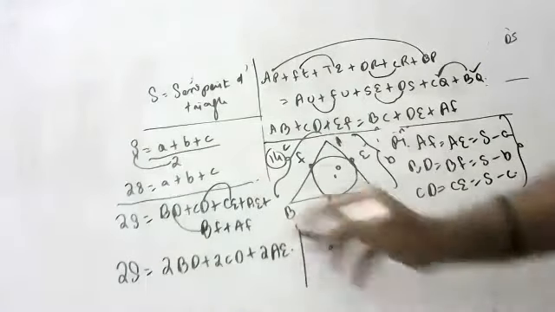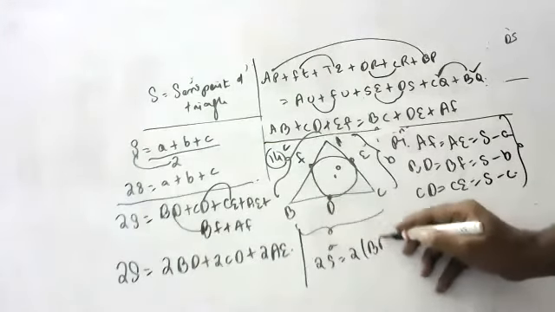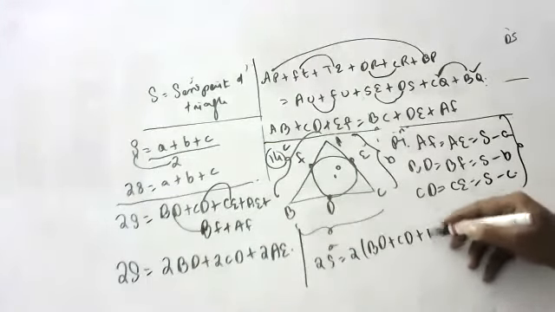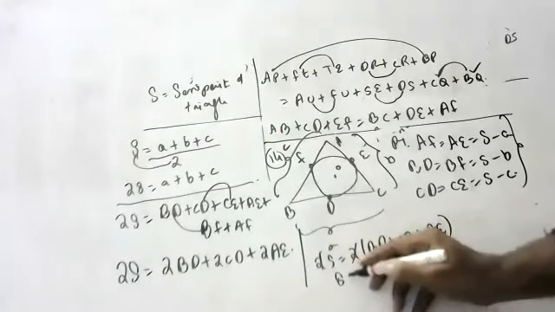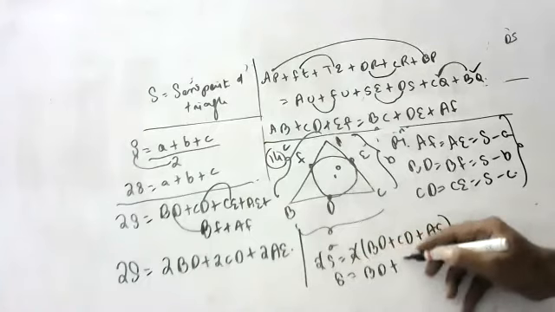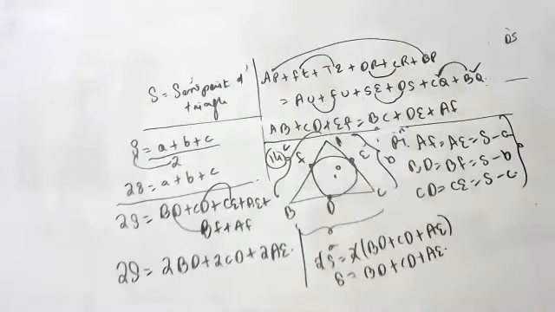Okay, now 2 is common on both sides. 2S is equal to 2 times BD plus CD plus AE. The 2s cancel. So S is equal to BD plus CD plus AE.